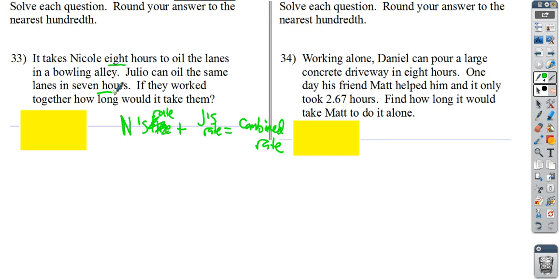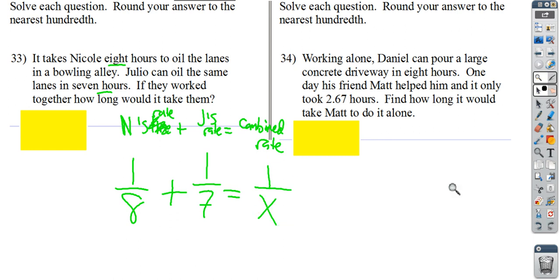So what's her rate? If it takes her 8 hours to do the job, that means she does 1/8 of the job every hour. We're looking for what portion of the job she does, because we're trying to add her portion to Julio's portion to get their combined. So she does 1/8 of the job per hour, because it takes her 8 hours. You multiply 1/8 times 8, you get 1, you get 100% of the job. Julio does it in 7 hours, so he does 1/7 of the job per hour. We don't know what their combined rate is, so they do 1/x of the job per hour.